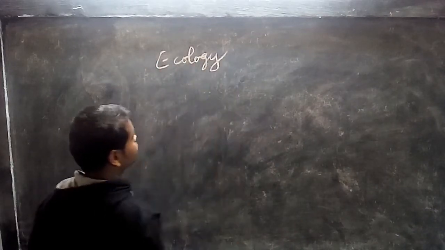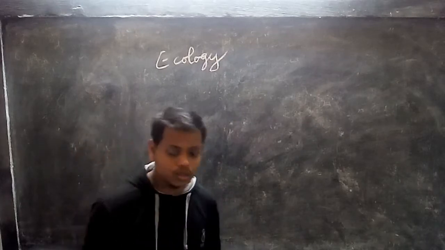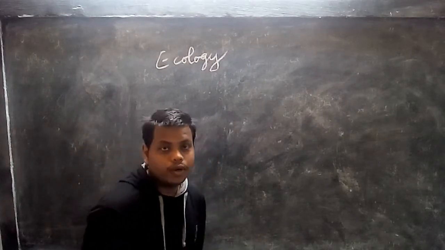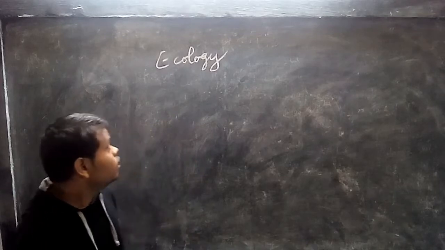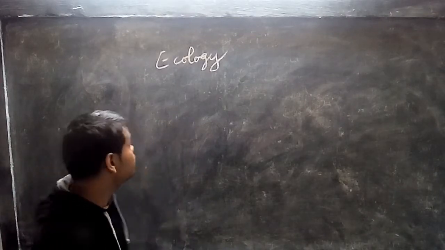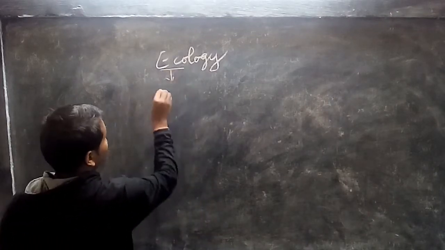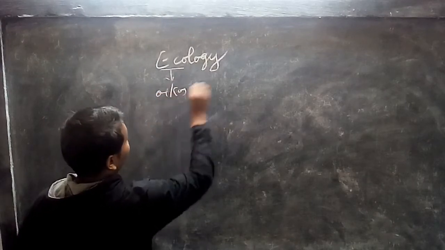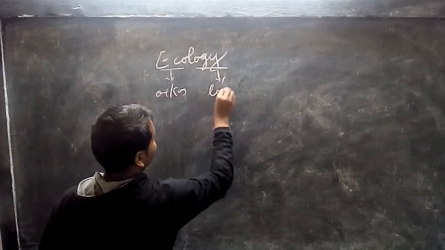Today's topic is ecology. Now see, what does this ecology mean? Ecology comes from two different words. One is oikos, another is logos.